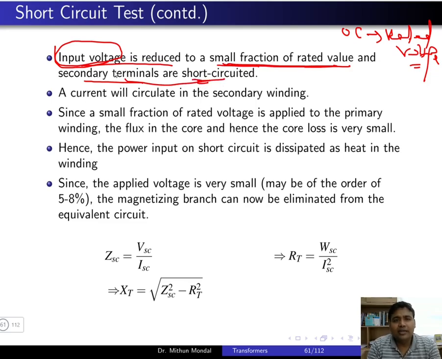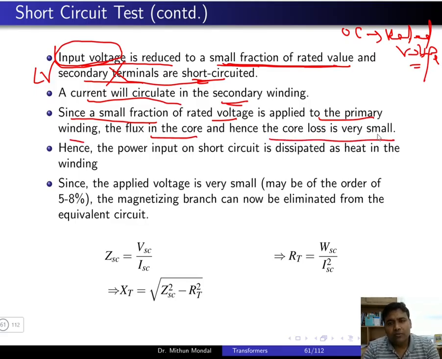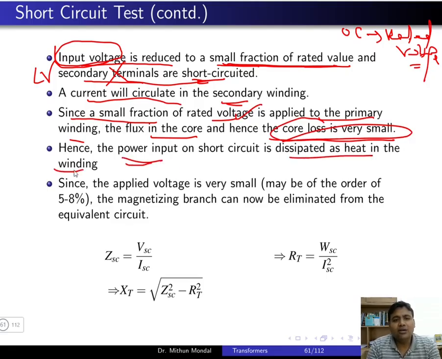Rather than saying the secondary terminals, it is better to say the low voltage side will be short circuited. So current will circulate in the secondary winding, that is the low voltage winding of the transformer, and since only a small fraction of the rated voltage is applied to the primary winding, the flux in the core and hence the core loss is very small. When we discussed the open circuit test, we said the core loss basically depends upon the input voltage. Since the input voltage is only a small fraction of the rated voltage, the core loss will be small, and the entire power is basically used to dissipate heat in the winding.